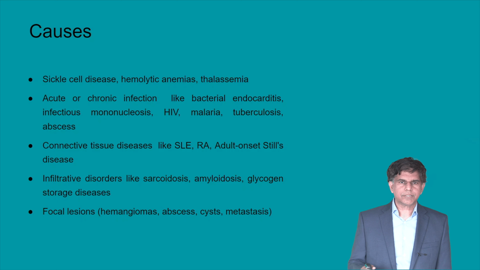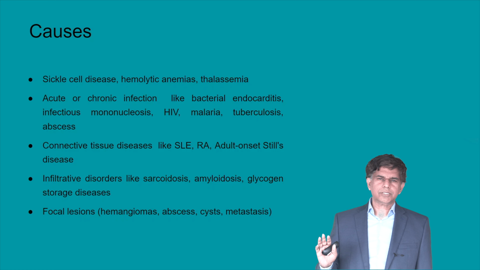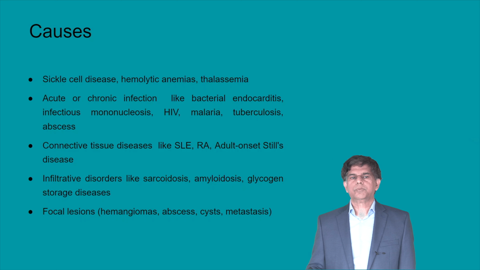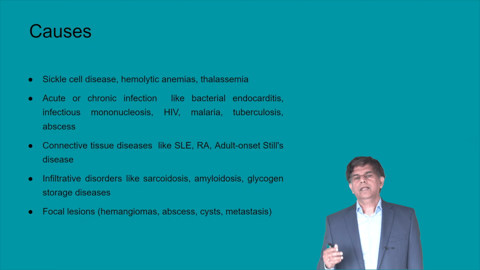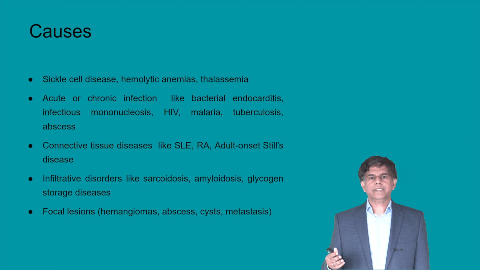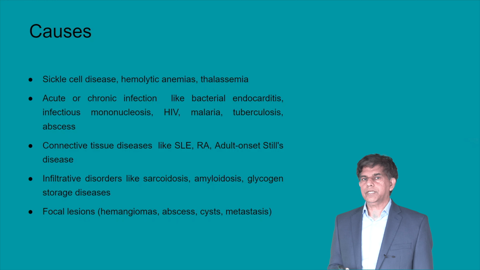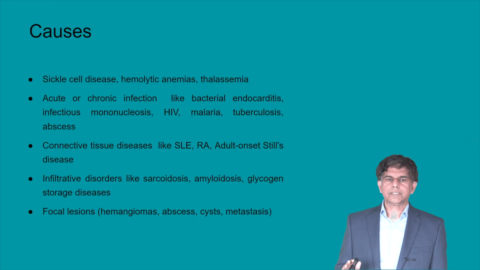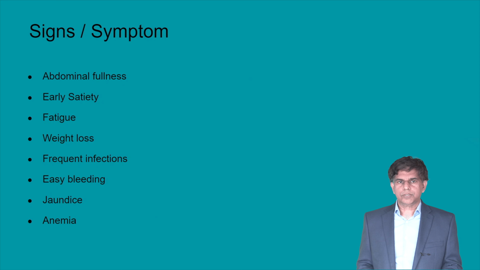The other causes can be sickle cell disease, hemolytic anemia, thalassemia. Chronic infections like bacterial endocarditis, infectious mononucleosis, HIV, malaria, tuberculosis, and even abscess can cause it. Connective tissue disorders: lupus, rheumatoid arthritis, adult onset Still disease. Infiltrative disorders we need to know like sarcoidosis, amyloidosis, and glycogen storage diseases. And focal lesions, hemangioma, abscess, and systemic metastasis can also cause it, right?